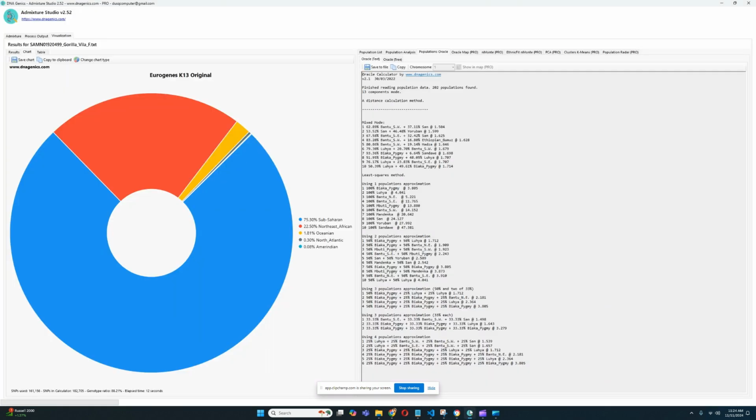Now, let's look at Eurogenes K13, and Eurogenes K13 also does not have a non-human anchor group. So here, this gorilla is scoring closest to Biaka pygmy, which is a South African pygmy, followed by Luhya, which is I think in Kenya, followed by Bantu, which is in the Congo, followed by Bantu once again, followed by Mbuti pygmy, Bantu once again. So it's close to various South and Central Africans with Eurogenes K13. Once again, this calculator, as I've said prior, is one of those PCA calculators that does not have non-human anchors in the PCA.